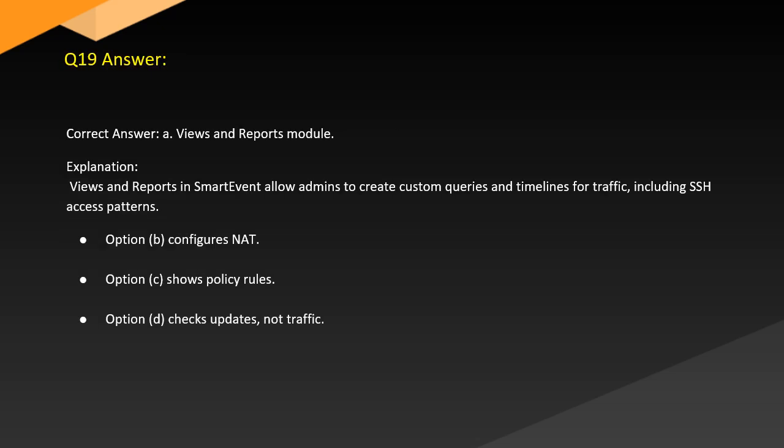Answer. Correct answer: A. Views and Reports module. Explanation. Views and Reports in SmartEvent allow admins to create custom queries and timelines for traffic, including SSH access patterns. Option B configures NAT. Option C shows policy rules. Option D checks updates, not traffic.